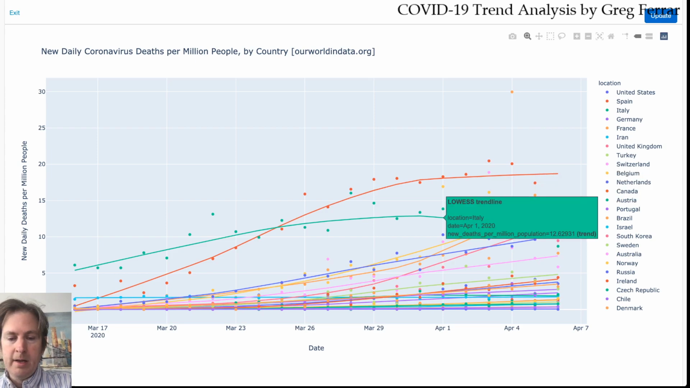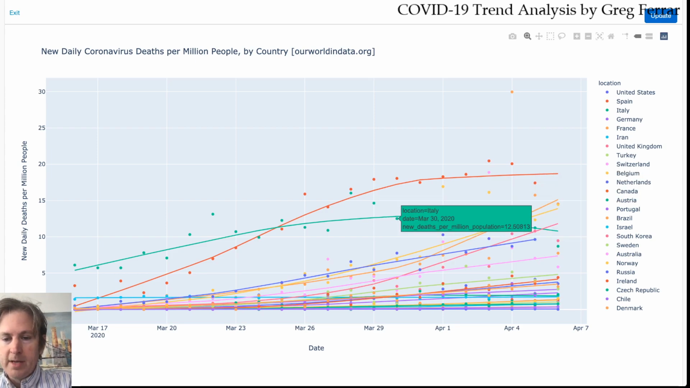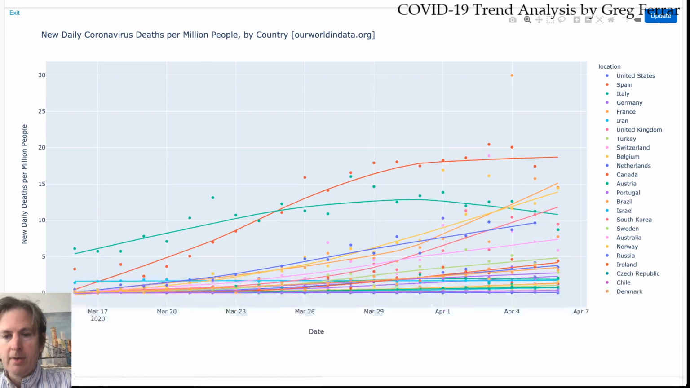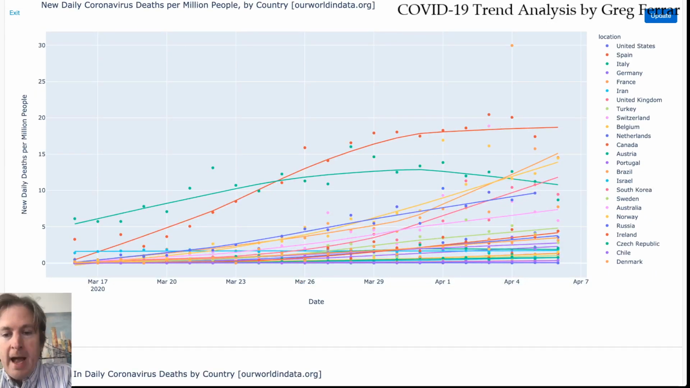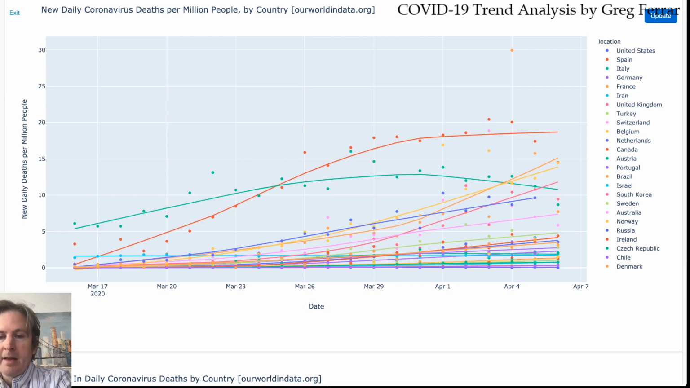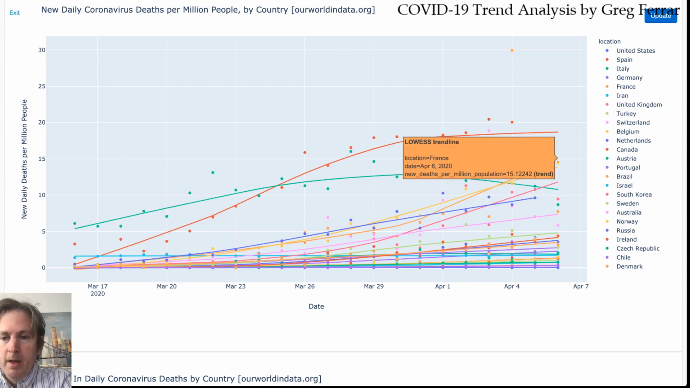Italy also, the other epicenter of Europe, flattened out days ago and is headed down. These are the deaths. These are not even the cases. The number of deaths is flattening out. So hopefully we're going to see the load on the healthcare systems there lighten up as well. France, however, Belgium, United Kingdom continue to grow.